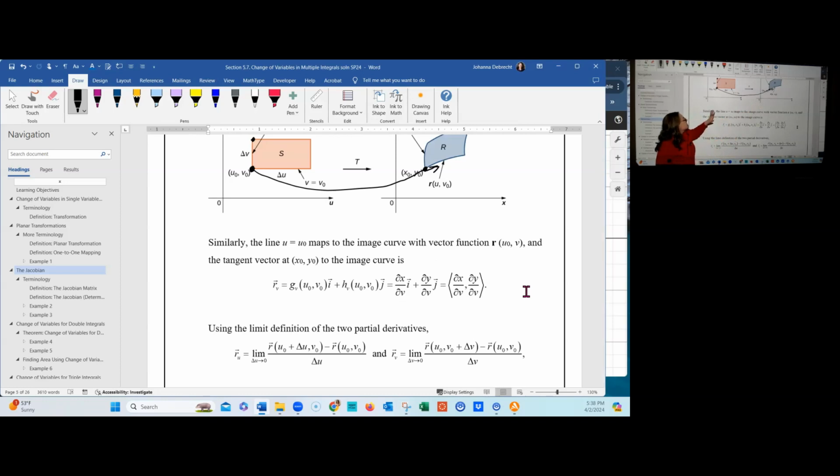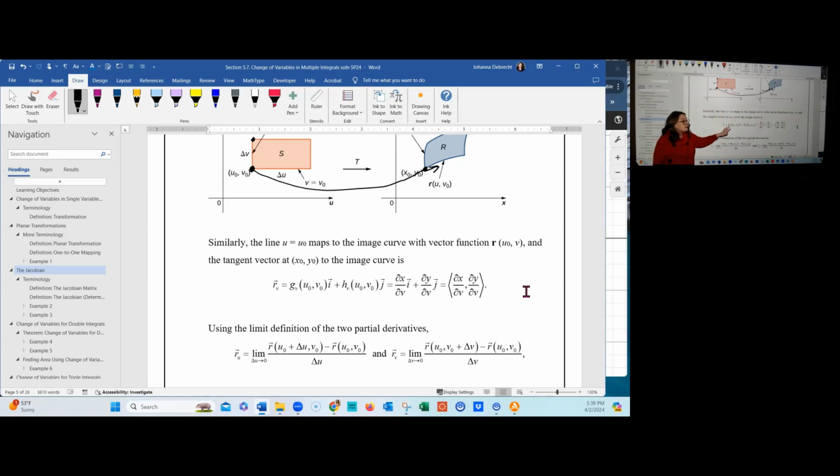Now, if I want to look at the line where U is equal to a constant, so that would be the left-hand side right here. V is varying over some region, but U is always U naught, so it's a constant, it's not varying at all. I can do the same thing and map this to R of U naught comma V, where V varies, but U naught is a constant.